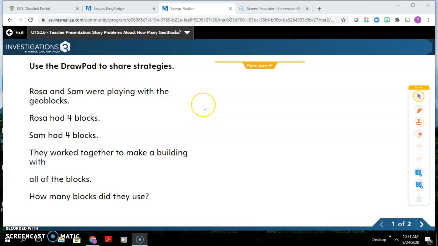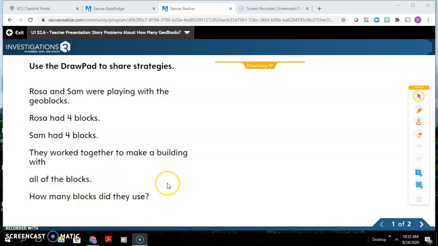All right, let's think about that problem. How many blocks did they start with? We know that Rosa and Sam were playing with GeoBlocks and that Rosa had 4. What else do we know about this story problem? We know that Sam also had 4. Let's continue. What did they do with these blocks? They put their blocks together, didn't they? They put them together to make a building with all of the blocks.